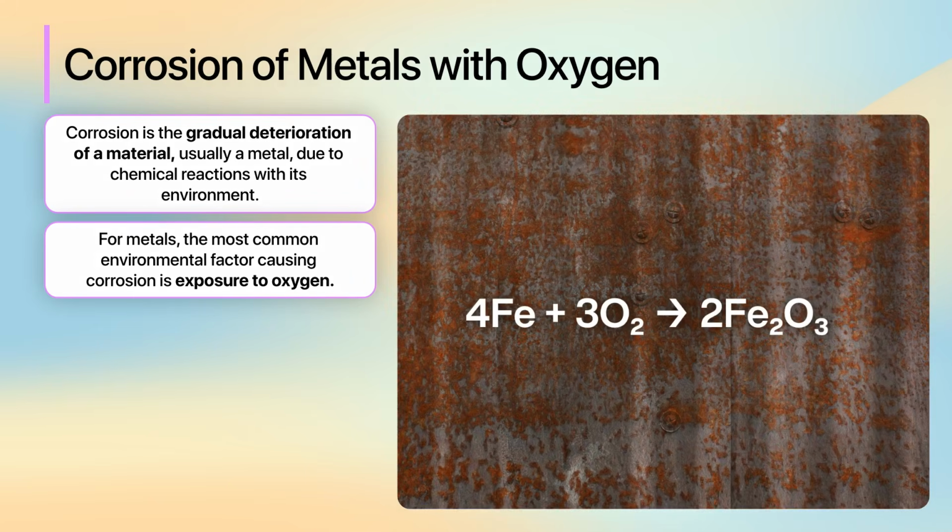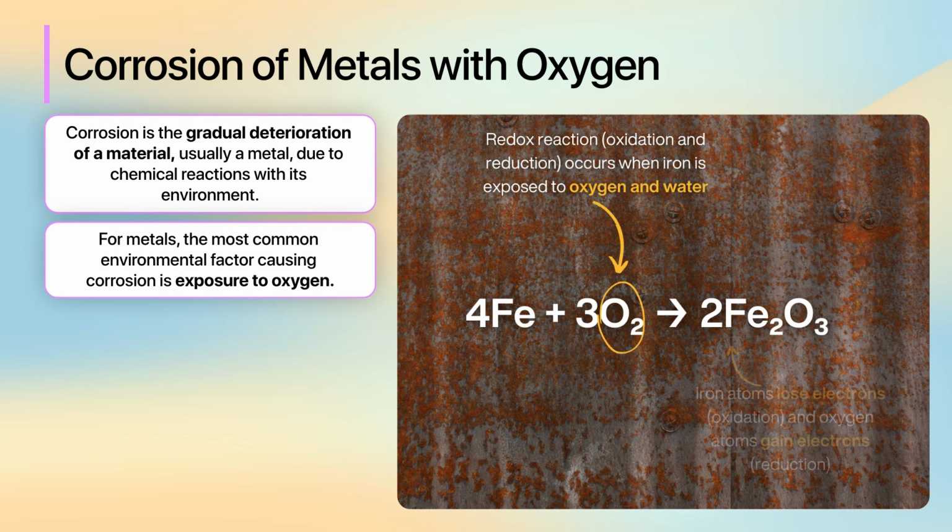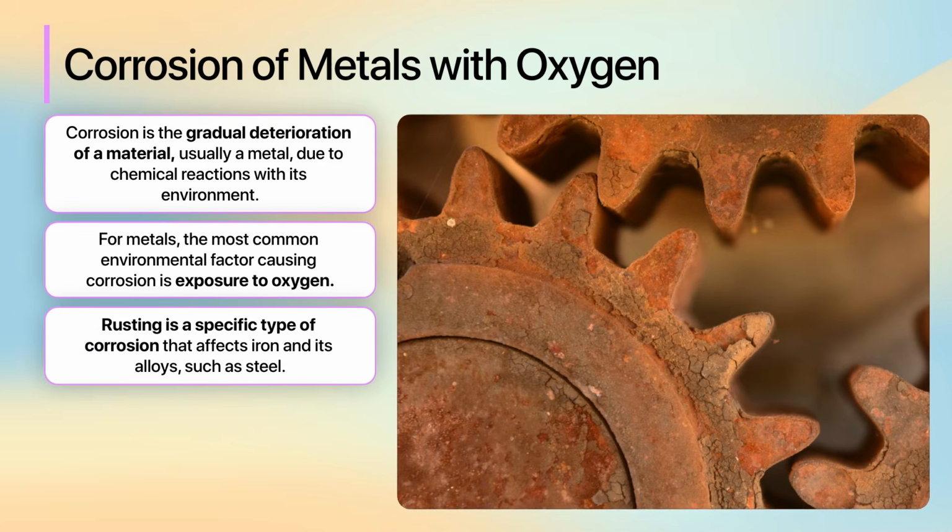When iron is exposed to oxygen and water, including water vapor in the atmosphere, a redox reaction occurs. Iron atoms lose electrons, oxidize, and oxygen atoms gain those electrons, reduce, forming iron oxide, or rust, in the presence of water. Rusting is a specific type of corrosion that affects iron and its alloys, such as steel.